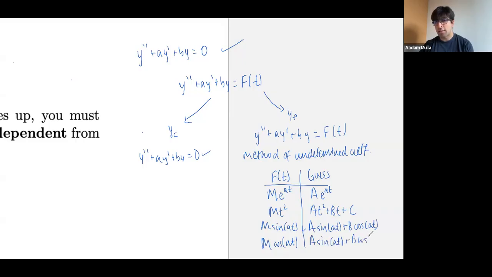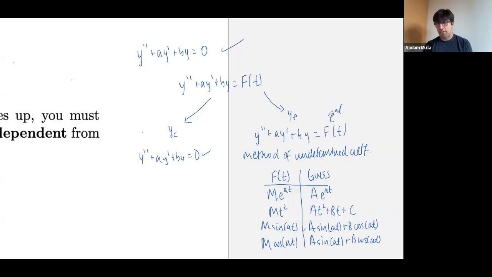All of these guesses should make intuitive sense. If we're saying y double prime plus something times y prime plus something times y equals something times e to the at, my y's also have to be of the form e to the at, so that they add up together to something times e to the at. With sines and cosines, right?